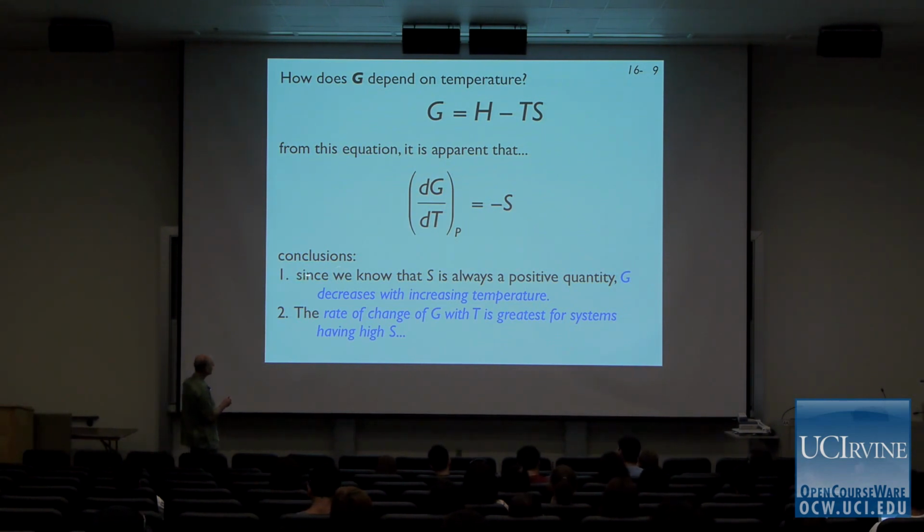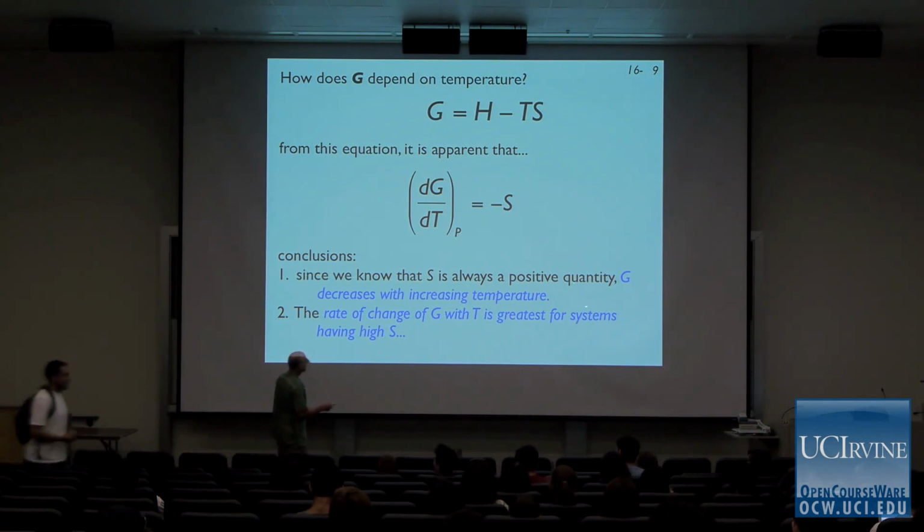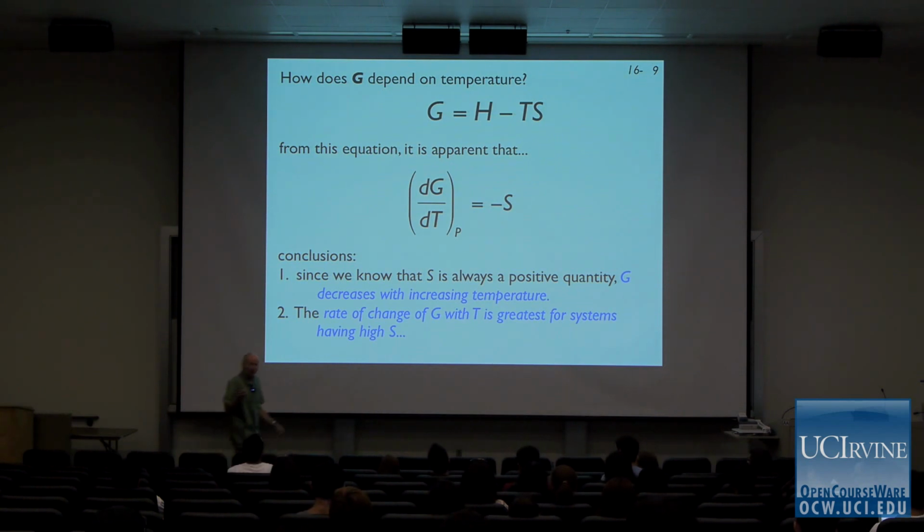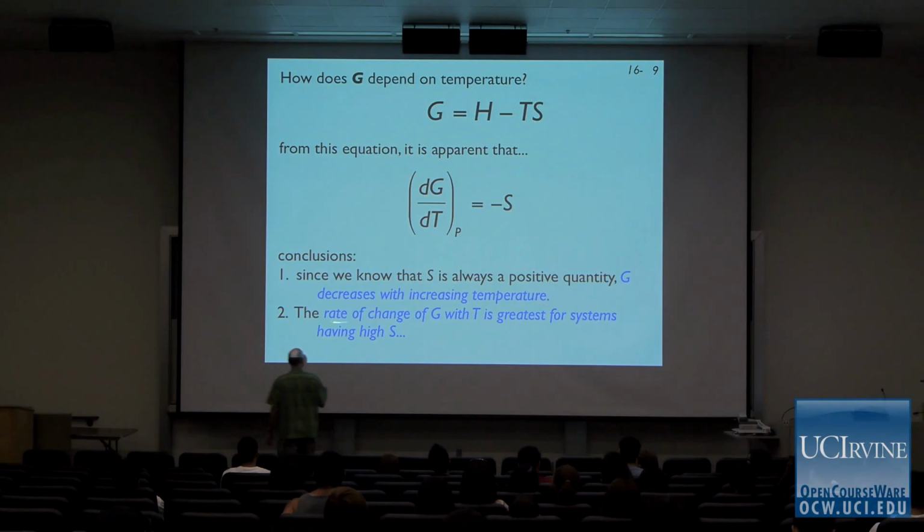So immediately we can conclude, since we know that the entropy is always positive, G decreases with increasing temperature. The Gibbs energy goes down with increasing temperature. And that's odd. We don't expect energies to go down with increasing temperature. Energies always seem to go up with temperature, but this is an exception to that rule. It's one of the things that makes this a little counterintuitive. And the rate of change of G with T, the size of this differential, is going to be greatest for systems having high S. And that's gases.